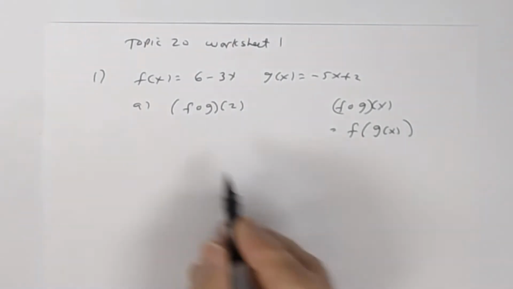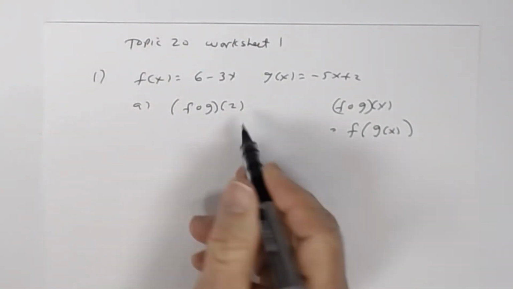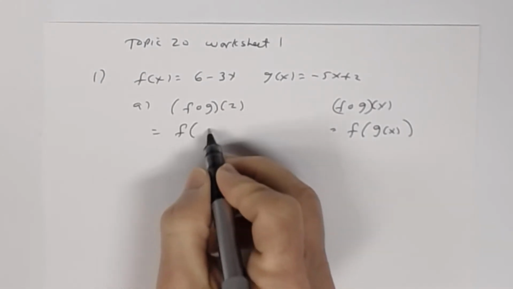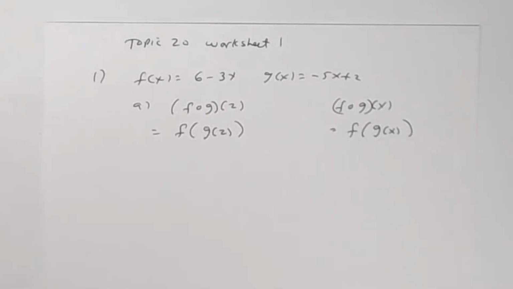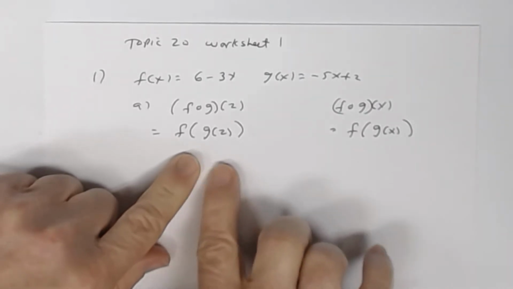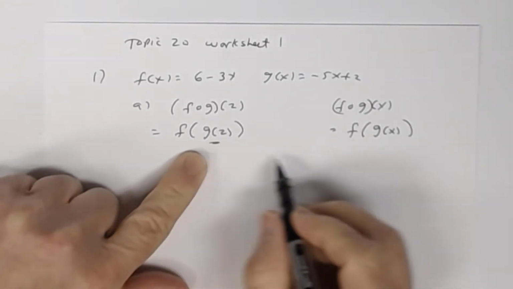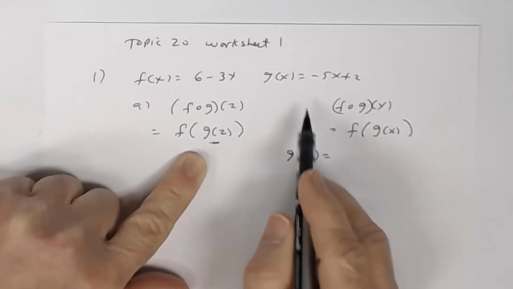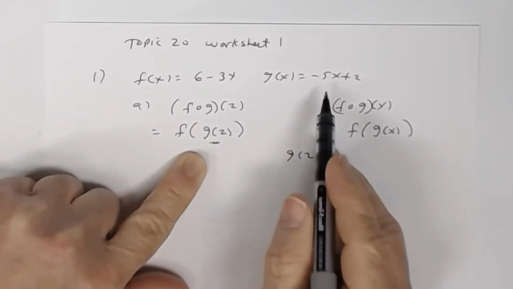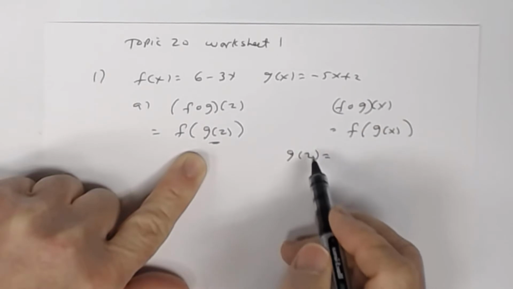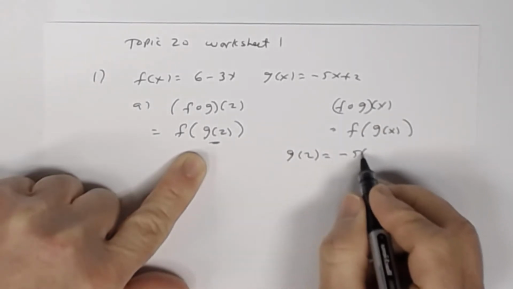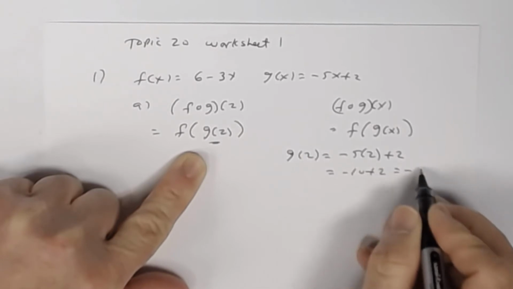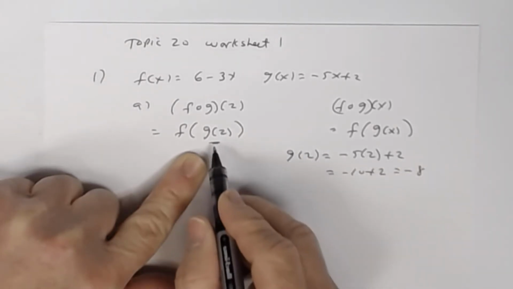All right, so let's go to this one. By using this definition, this means f of g of 2. Now we go off to the side and figure out what g of 2 is. Make sure you go to the right function, so I go to my function g. Wherever you see the variable x, I substitute 2. So I get negative 5 times 2 plus 2, so that's negative 10 plus 2, which is negative 8. So that is g of 2.